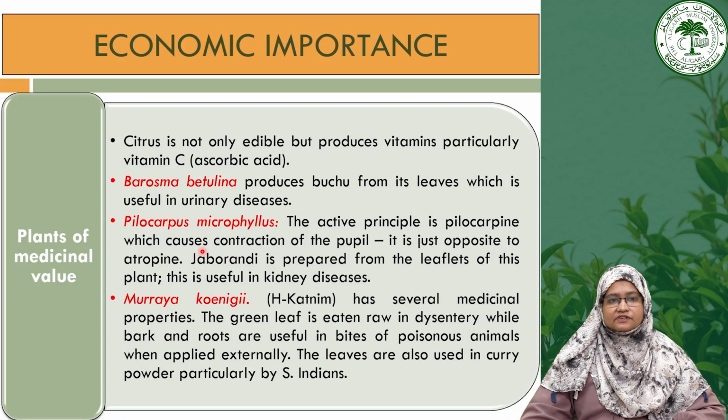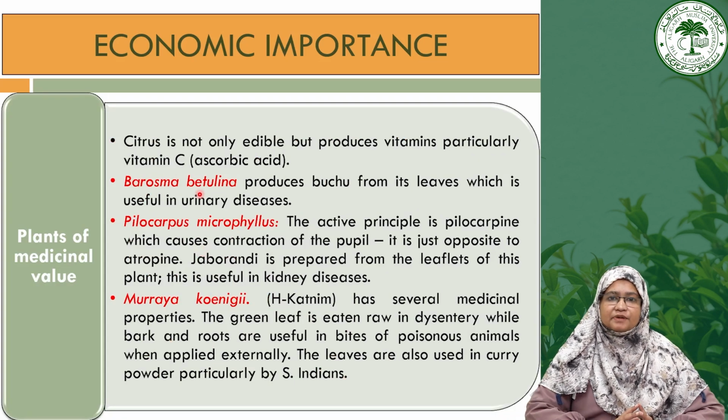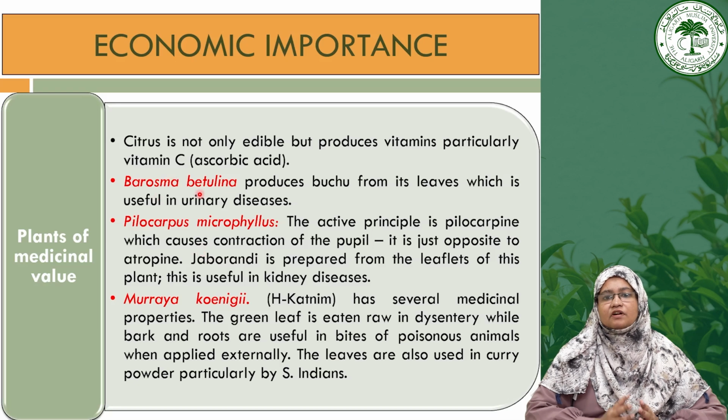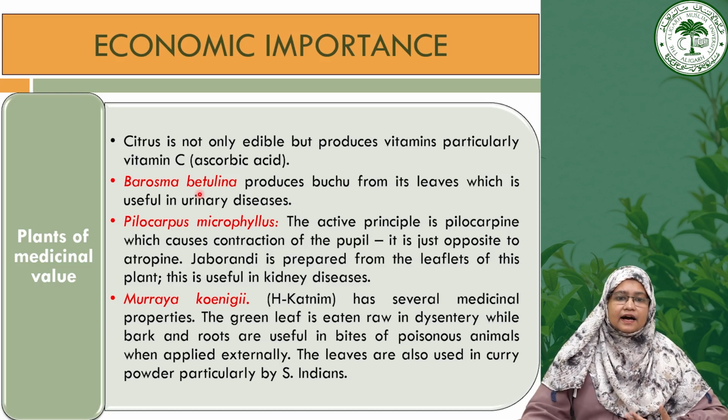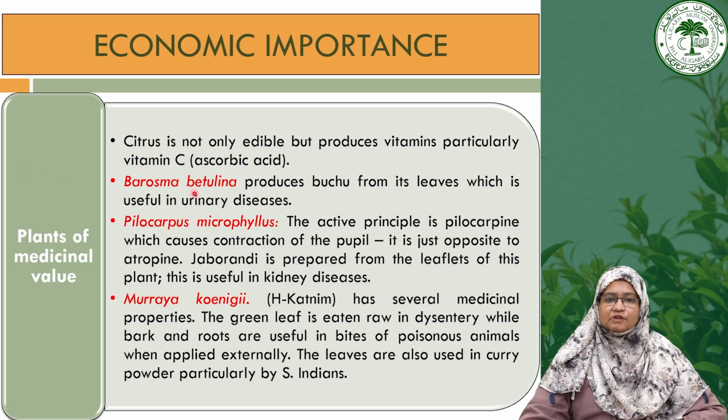Now moving towards the plants which have medicinal importance. As we have seen, the citrus species not only produce fruits, but are also very rich in vitamin C. So these plants are used for the medicinal extraction of vitamin C. Then other plants like Barosma betulina produce buchu from its leaf, which is useful in urinary diseases.